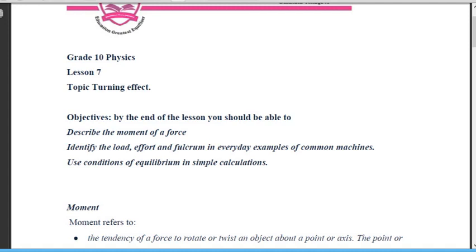So this is lesson 7. In lesson 8, we will focus mainly on calculations that have to do with turning effect. As always, please pause the video for a few seconds to look at the objectives that we're going to be dealing with today.